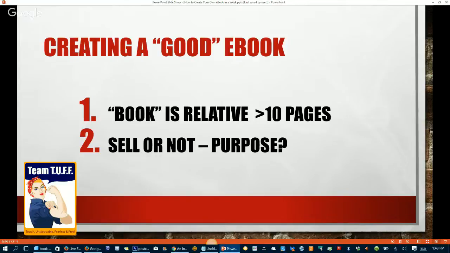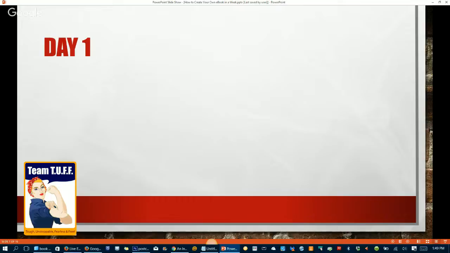Okay, all right, so are you ready? We're going to get into step by step, day 1 through day 7, how you can literally create a book in 7 days. I'm going to make it so simple for you that you're going to scratch your head and think, why did I not think of this before? All right, here we go. So day 1, this is day 1 of creating your book.